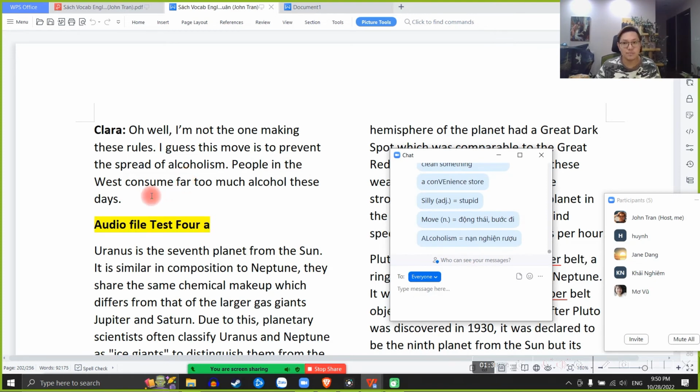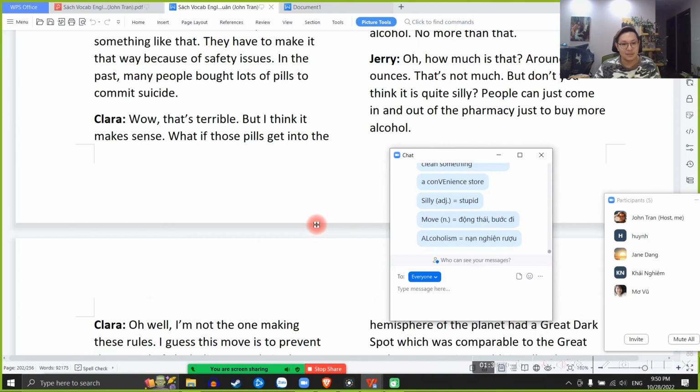People in the West consume, C-U-M nha, tại vì S-U-M-E, C-U-M, consume, chứ không phải consume nha. Con người ta ở bên phương Tây tiêu thụ quá nhiều chất cồn ngày nay.